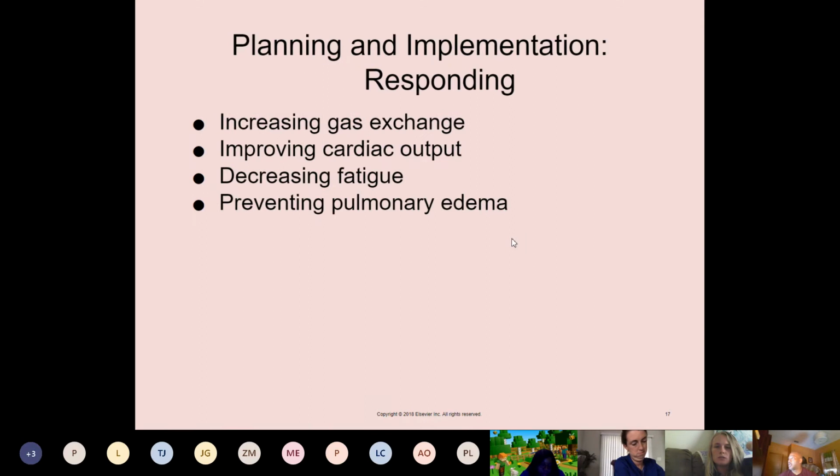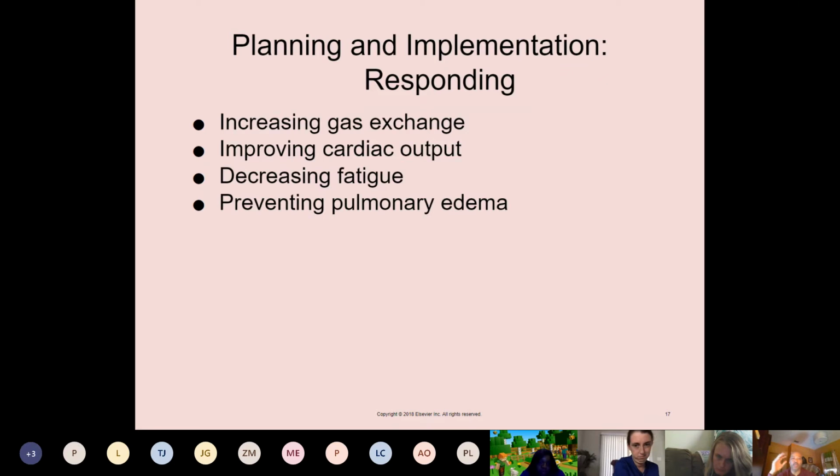All right, so as far as planning and implementing, responding, here's what we want. We want increasing gas exchange. We want to improve our cardiac output. We want to decrease fatigue. These are goals. And we want to prevent pulmonary edema.